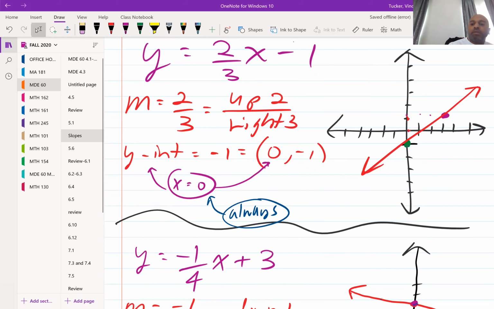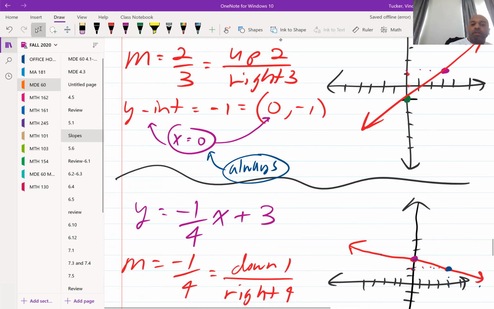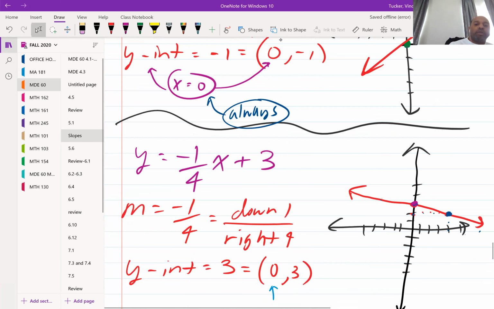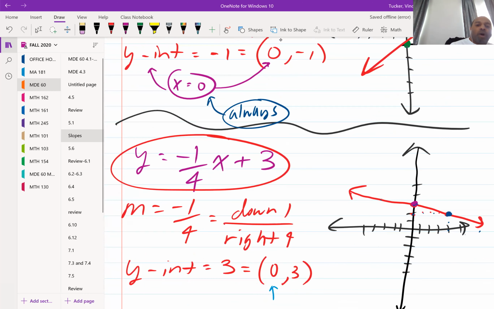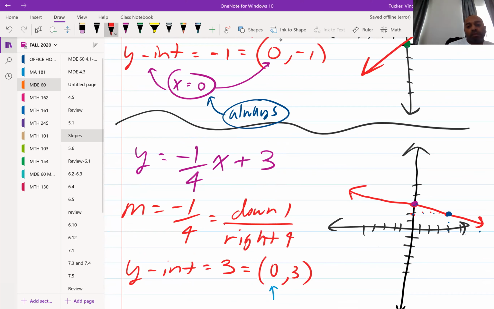All right, let's do it again. So here we have y equal to negative 1/4 x plus 3. So our slope is negative 1/4. So that means down 1, right 4. Then our y-intercept is going to be 3. So as an ordered pair, that will be 0, 3.